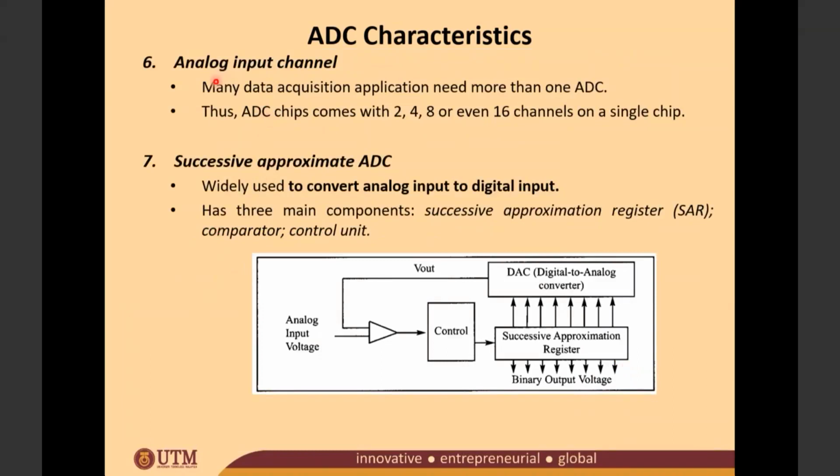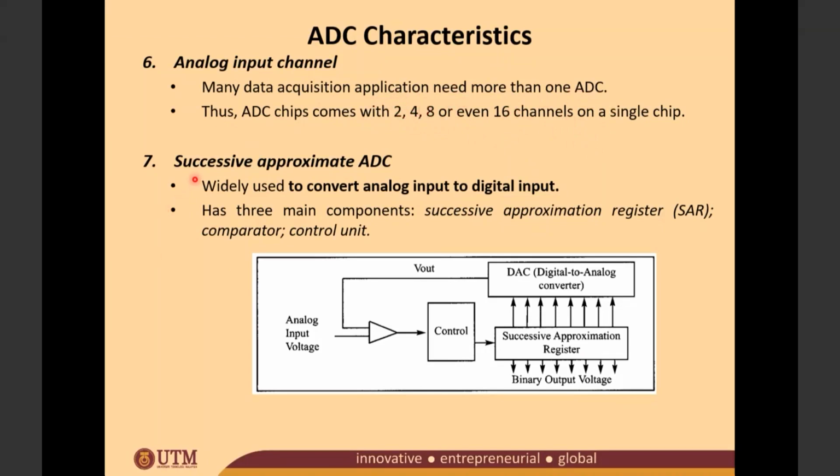Then we need to know about the analog input channels. Many data acquisition applications need more than one ADC. If you have many sensors to read out values from, you need more than one channel. ADC chips sometimes come with 2, 4, 8, or 16 channels on a single chip, depending on the chip you use. Sometimes a particular chip comes with just 2 analog input channels, which means you can put 2 sensors at one time, not more than that. If you have 4, then you can put 4 sensors to do the analog to digital conversions.